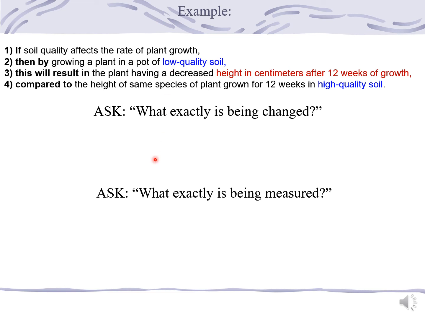And when we want our dependent variable, what do we ask? We ask, what are we actually going to be measuring? And we said it right here in the third line. We're going to be measuring height in centimeters of the plant after 12 weeks of growth. So those two questions tell you your independent, what you're changing, and your dependent, what you're measuring. So let me go forward on this.